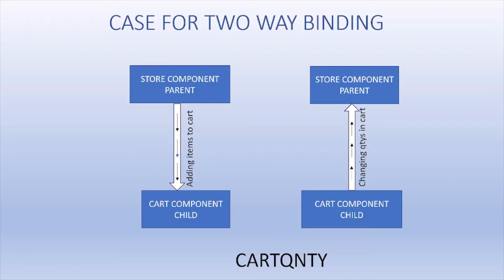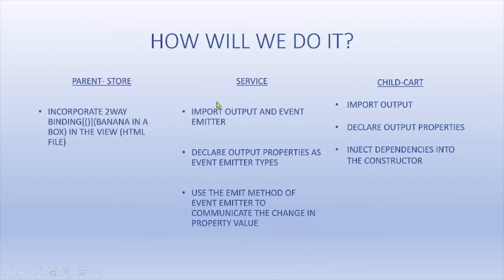Now we're going to see how we can use Angular instead to have that value updated. How will we do it? We will import output and event emitter class in the service. We will then declare output properties as event emitter type so that we have access to the methods of the event emitter class. We will then use the emit method of the event emitter class to communicate the change in property value. In our case, the change in cart quantity.